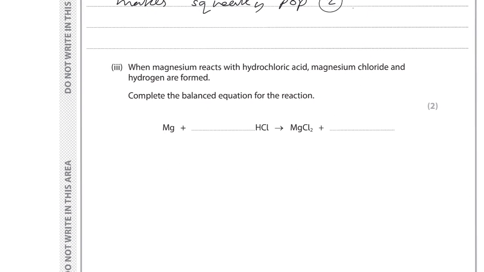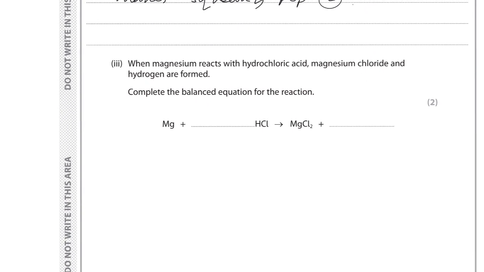And part 3, when magnesium reacts with hydrochloric acid, magnesium chloride and hydrogen form. Complete a balanced equation for the reaction. Well, acid plus metal gives salt plus hydrogen, and it's a symbol equation, so I can't just write hydrogen, but I need to know that hydrogen goes around in pairs. So the formula of hydrogen is H2. Now, in order to balance that, I've got 2 chlorines there, I've got 2 hydrogens there, so I need 2 HCl. So you got 1 mark for balancing it and 1 mark for recognizing that hydrogen is H2.